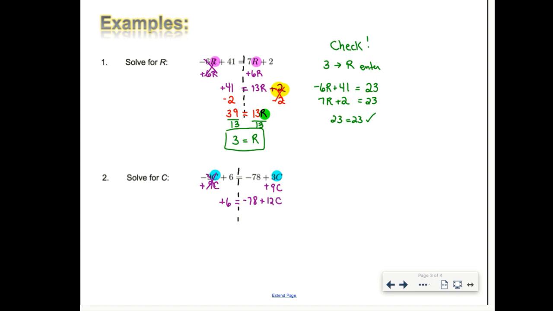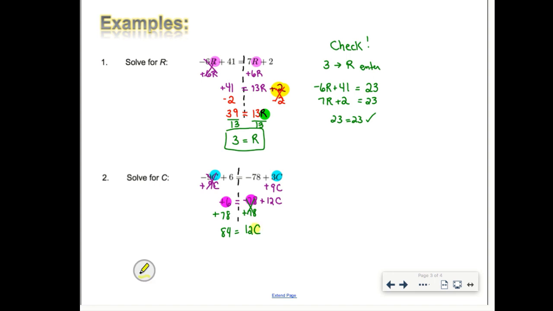I need to continue to get the constants together now. So when I do that, I have a 6 here and a -78 here. I need to get those together. To undo a negative, I'm going to add 78. So add 78, add 78. And when you do, 6 plus 78 is 84. These cancel, and we're left with 12C. They cancel because they add up to be 0.